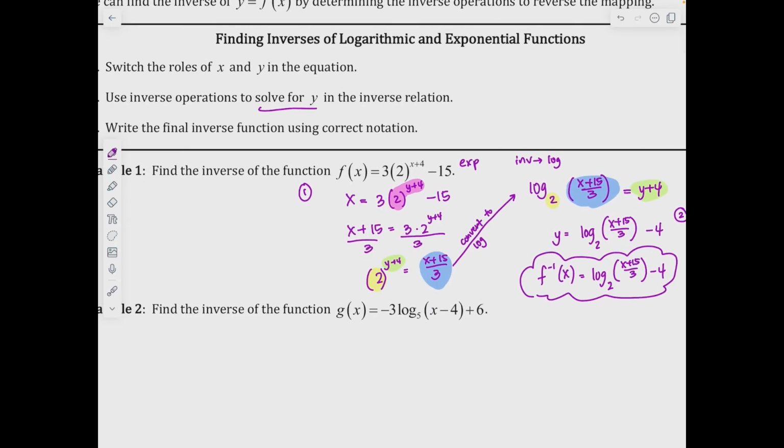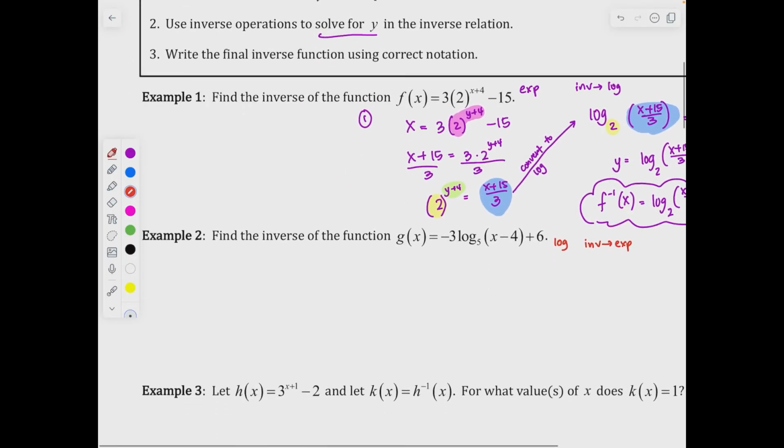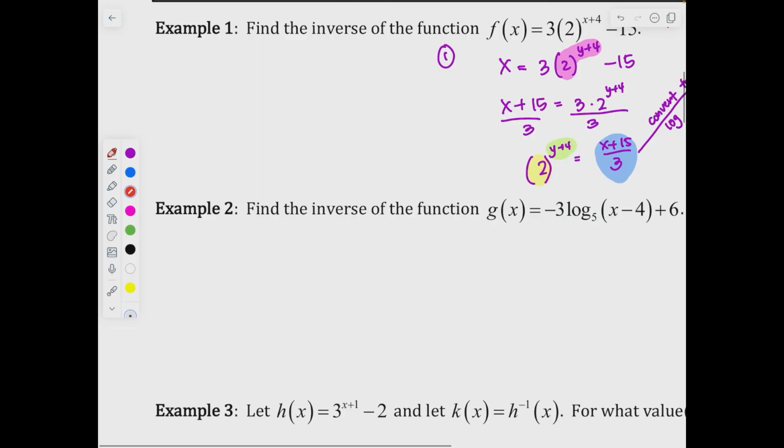Okay, so let's take a look at number 2. Notice number 2 is a logarithmic function. Because number 2 is a logarithmic function, that means the inverse is going to be an exponential function. So I'll start off on the side over here. Step number 1, I am going to switch my x and my y. x equals negative 3 log base 5 of x minus 4, plus 6.